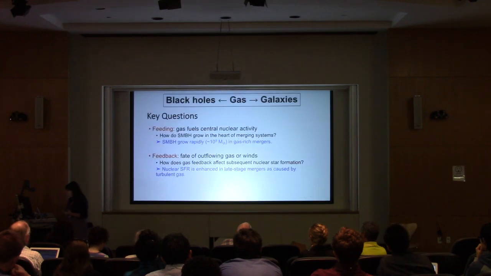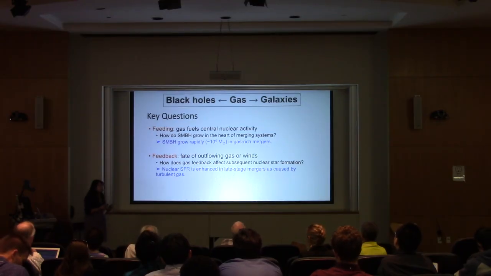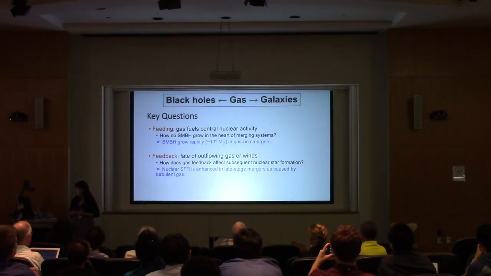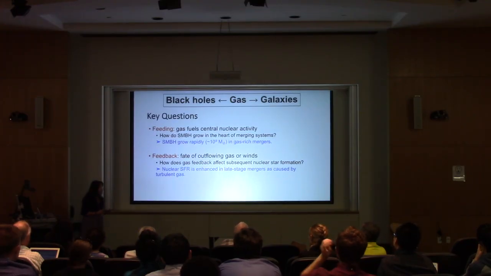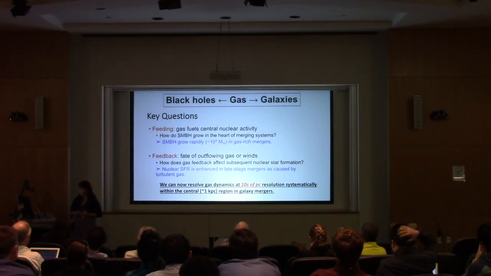But this is great. It helps us answer a couple of the questions that I first posted, about how supermassive black holes grow rapidly in gas-rich mergers, and also that nuclear star formation rate is enhanced in late-stage mergers as caused by turbulent gas. But what's really exciting is that we have this data set that allows us to resolve gas dynamics at tens of parsec resolution systematically within the kiloparsec region in galaxy mergers.